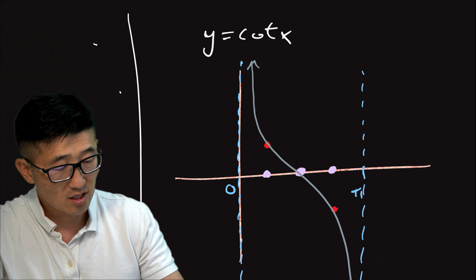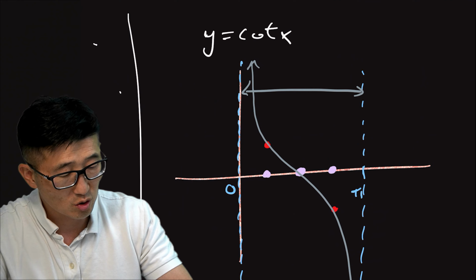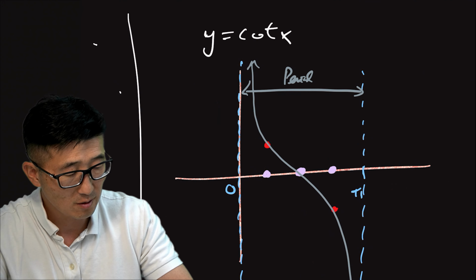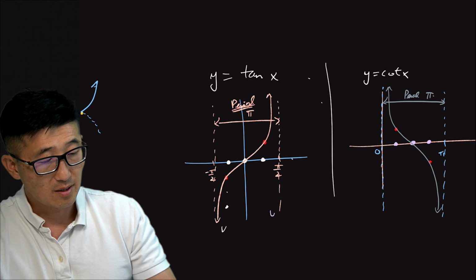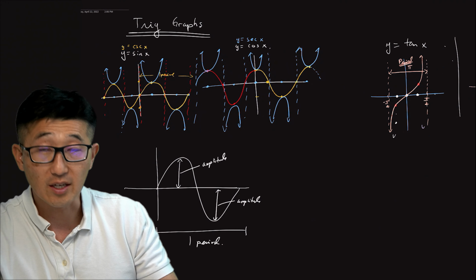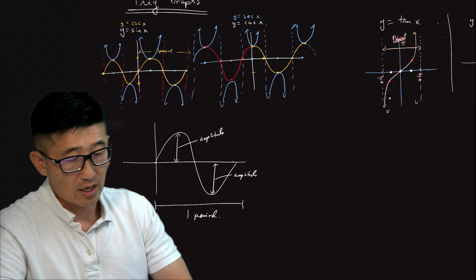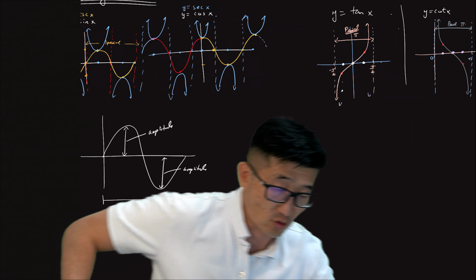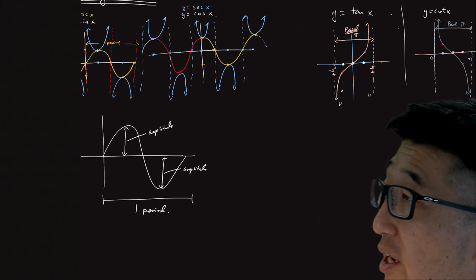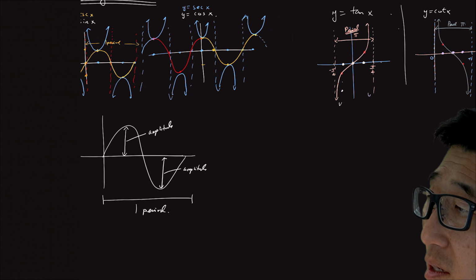Again, the period for cotangent is also 1 pi. The period for sine and cosine is going to be 2 pi, but I'll show you in a bit. Now let's jump in and start graphing. Let me pull up some graphs.